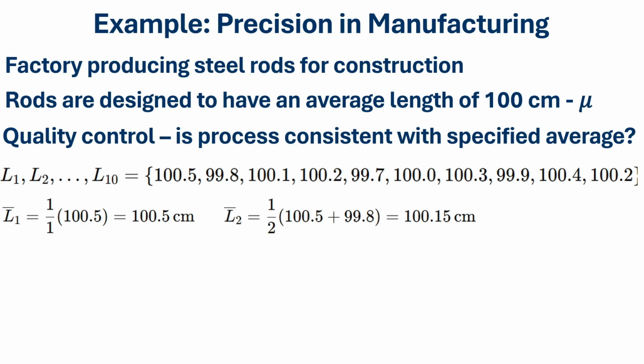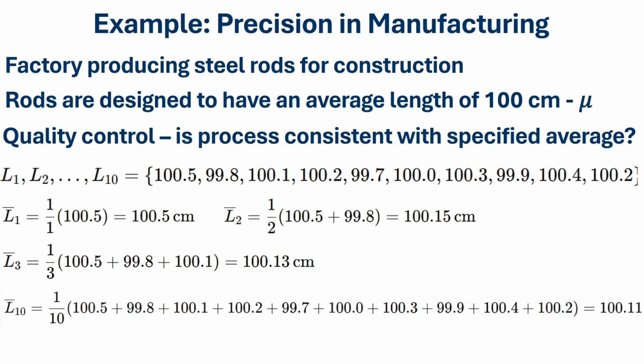And then we do the same for the third rod. We take the first three values of n, add them together, and then divide by 3. And we see that we get a value of 100.13 centimeters. So we can carry on determining the sample average like this, and eventually we can do it for the final rod. We take all 10 values, add them together and divide by 10, and then we see that the sample average length is 100.11 centimeters. So there is very clearly a pattern emerging.